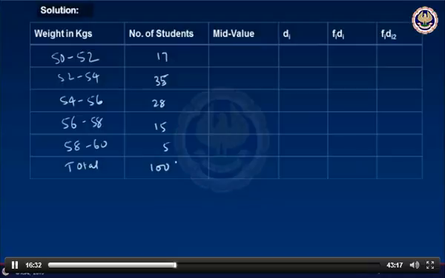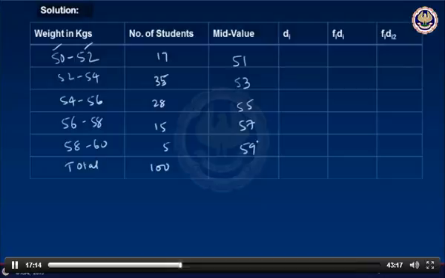Now we have to compute the mid values. This is the lower boundary, this is the upper boundary. Then the sum of these two by 2: 50 plus 52 is 102, by 2, that is 51, is the mid value here. The length of the class interval is 2, the difference between two lower boundaries, or upper boundary minus lower boundary. Then if you add 2, 53, then 55, then 57, 59.